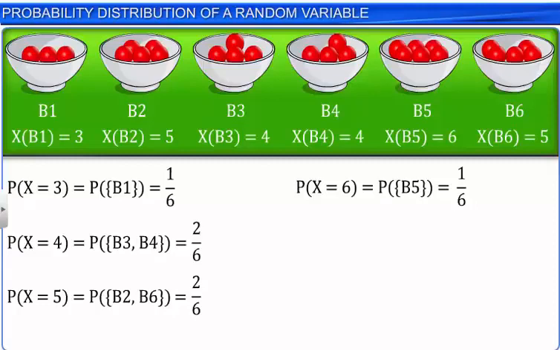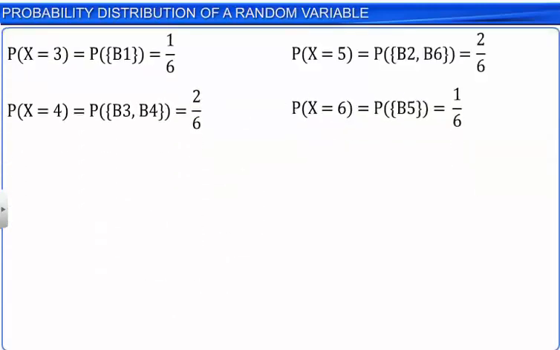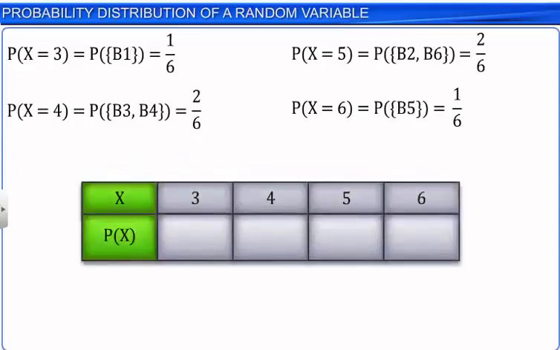Let's arrange the values of the random variable X and the corresponding probabilities in tabular form as shown here. This table is called the probability distribution of random variable X.